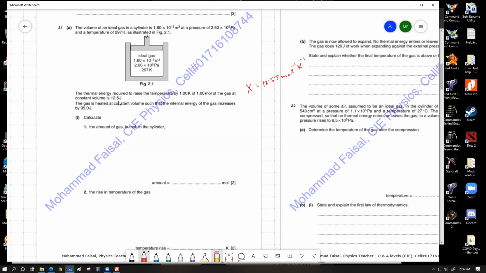The question says the gas is heated at constant volume such that the internal energy of the gas increases by 95 joules. Calculate the amount of gas in mole in the cylinder. So that's pretty simple. You go for PV equals nRT and calculate the n out of this equation. You have the pressure given, you have the volume given, you know the molar gas constant, the temperature is also given in Kelvin, so no requirement for conversion. Place all the numbers P, V, R, T, calculate the value of n, and you're good.